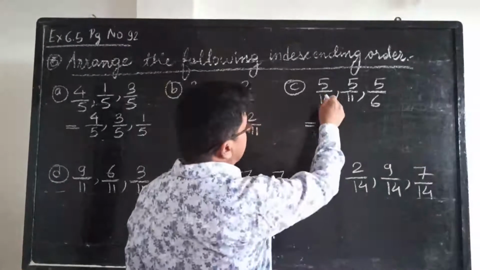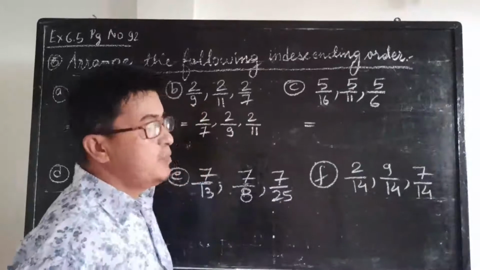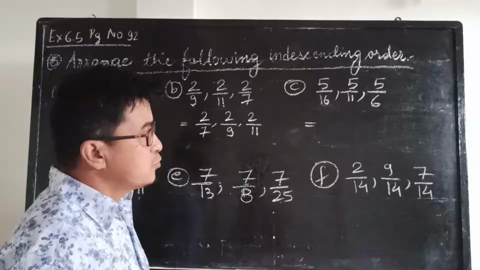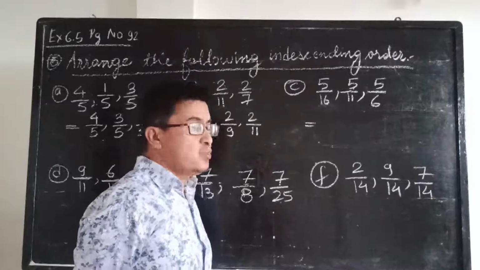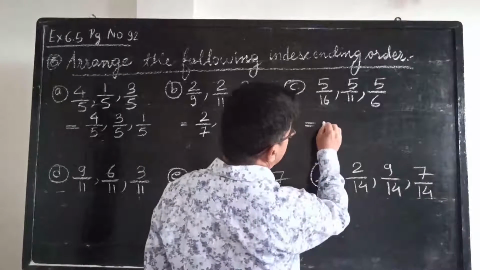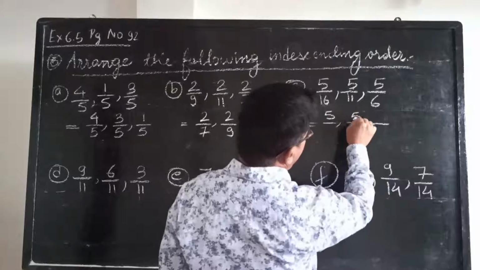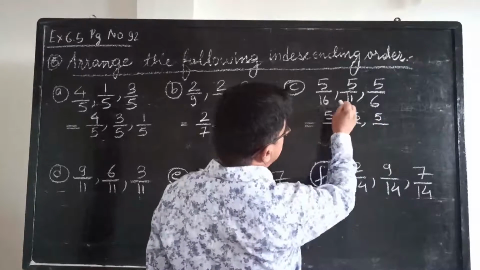Here 5 upon 16, 5 upon 11 and 5 upon 6. Here the numerators are the same and the denominators are different. So the fraction having the smallest denominator is the biggest. Now look here. We write the numerators first: 5, 5, 5. Now 16, 11 and 6.